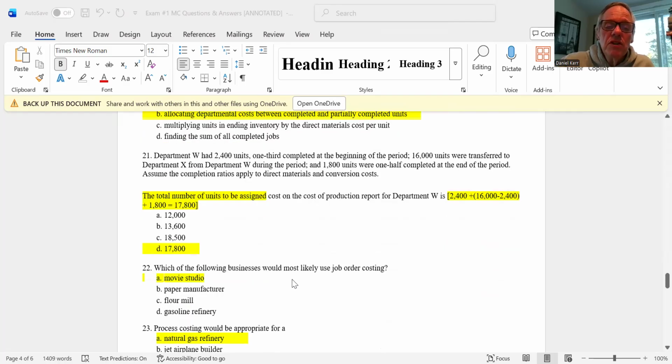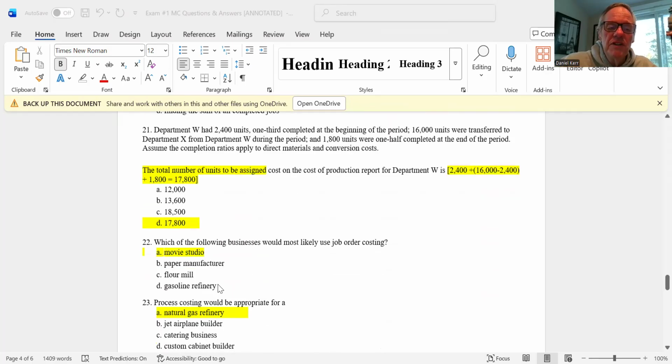Which of the following would most likely use job order costing? So paper manufacturer, flour mill, and gasoline refinery, you're producing a large number of homogeneous products, so they would likely use process costing. The one that would use job order costing would be a movie studio. Each movie would be different. So the answer there is A.